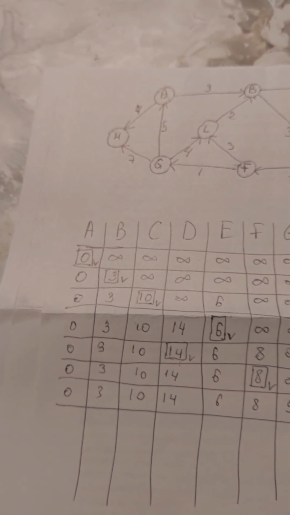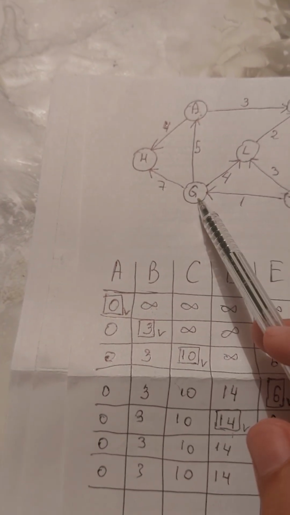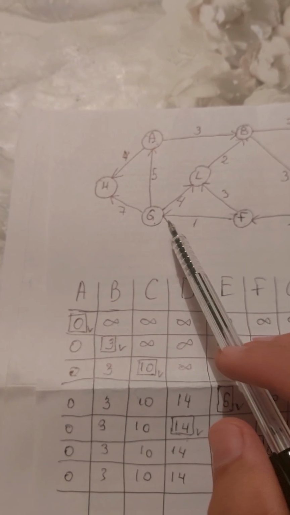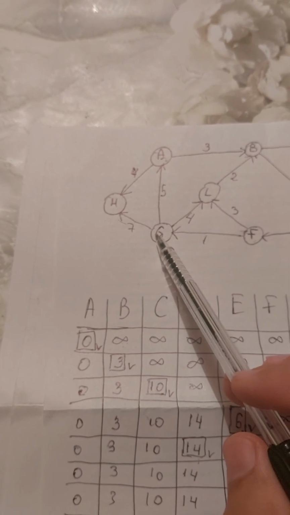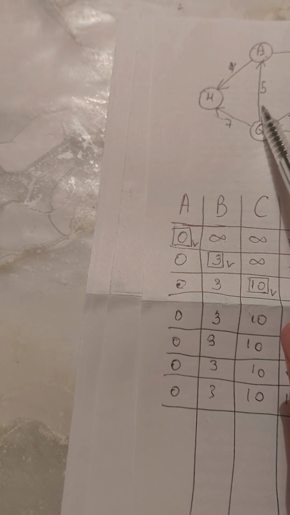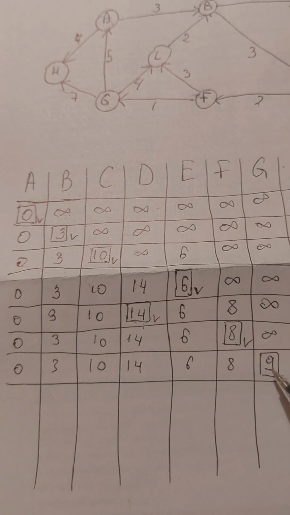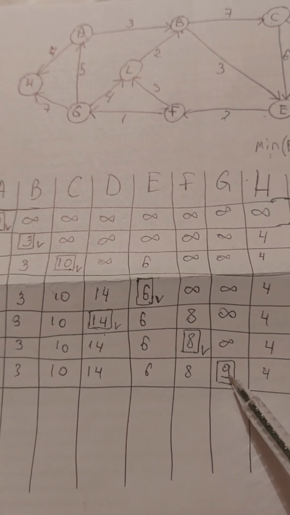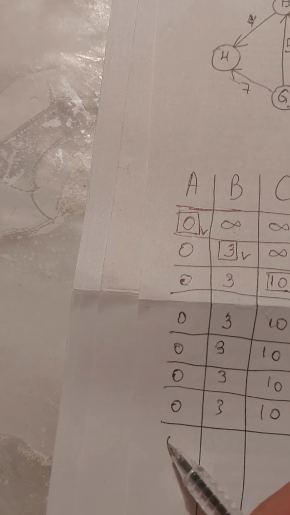Okay, so next let's check from G. From G we have 3 directions. It's from G to H, from G to A, from G to L. Okay, from G to A the actual weight is 5, but the previous one is 9. 5 plus 9 is 14. 14 is more than 0, so here we keep 0.